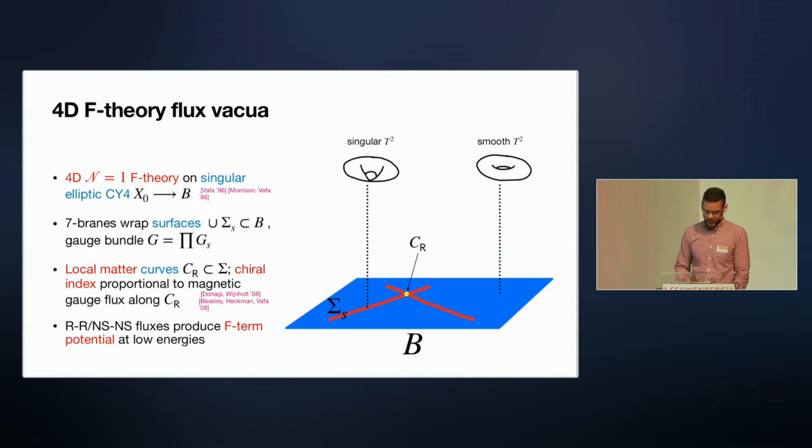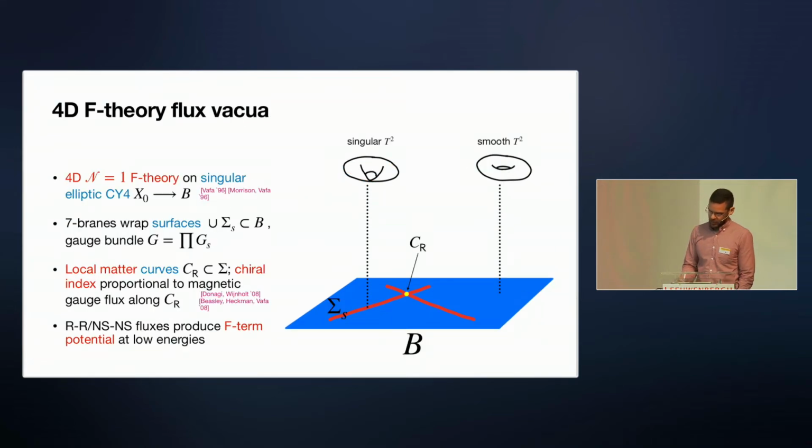One can recover the chiral index in principle by switching on a magnetic gauge flux along this portion of the internal space. So that's one aspect of the fluxes that corresponds to interesting physical information at low energies. Another aspect is RR or NS fluxes. Sorry, this is not supposed to say NS, but just NS fluxes. These can produce an F-term potential at lower energies.